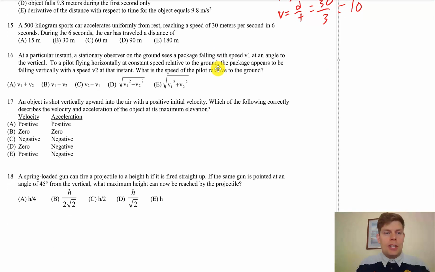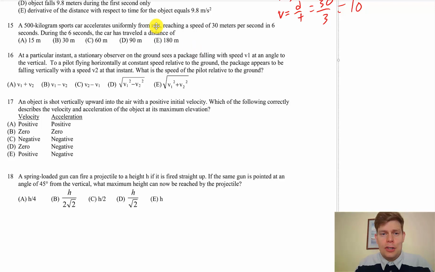All right, moving along, we got this car. It's got a mass, but it's in the kinematics section, so we can ignore it. It accelerates uniformly from rest, reaching a speed of 30 meters per second in 6 seconds. During the 6 seconds, the car has traveled the distance of. This is actually pretty easy.